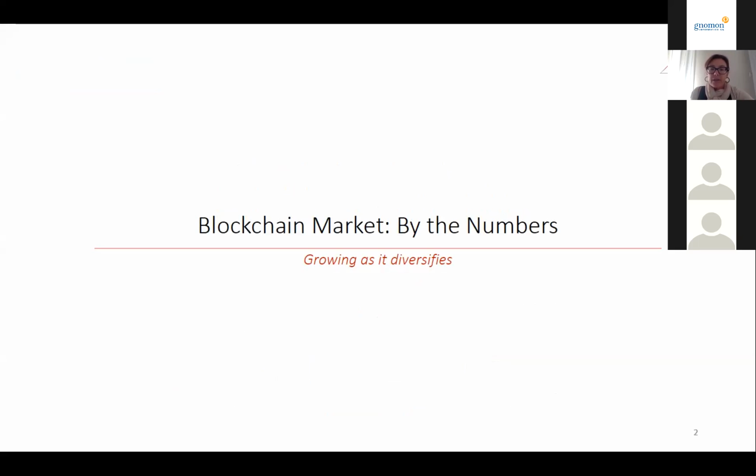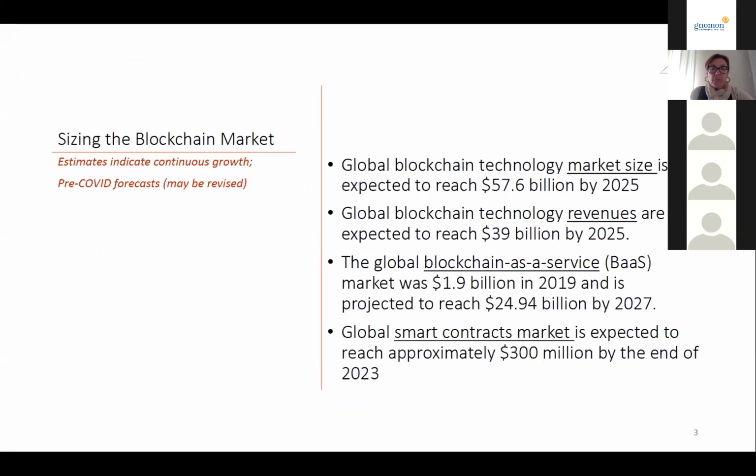So we'll take a quick look at things by the numbers. Basically, the industry is growing as it diversifies. Although sizing the market is always a little bit of a voodoo game. There are different ways to size markets, and many different market research firms come up with very different numbers. But overall, we can say that as a market size for blockchain technology globally, they're expecting it to reach almost $60 billion by 2025. And the revenues generated by those companies are going to be almost 40 billion in the same period.